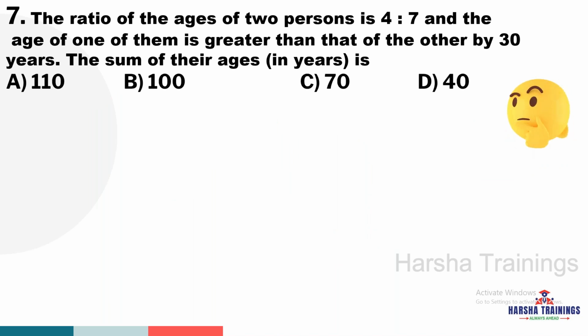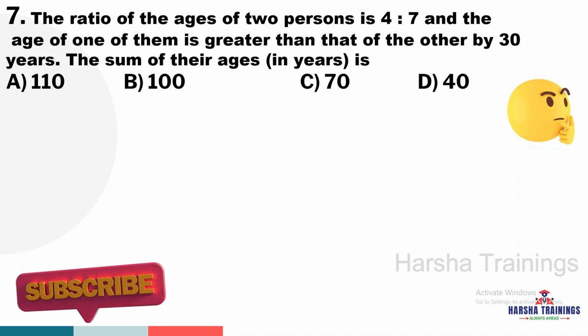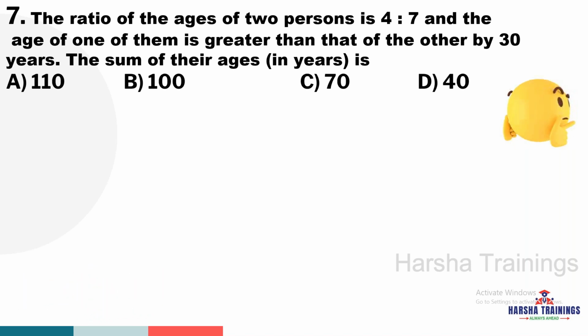The ratio of the ages of two persons is 4:7, and the age of one of them is greater than that of the other by 30 years. The sum of their ages is? Okay, anyone, guys, what is the answer? I think very, very dead easy question, guys. I think no need pen and paper. Anyone?